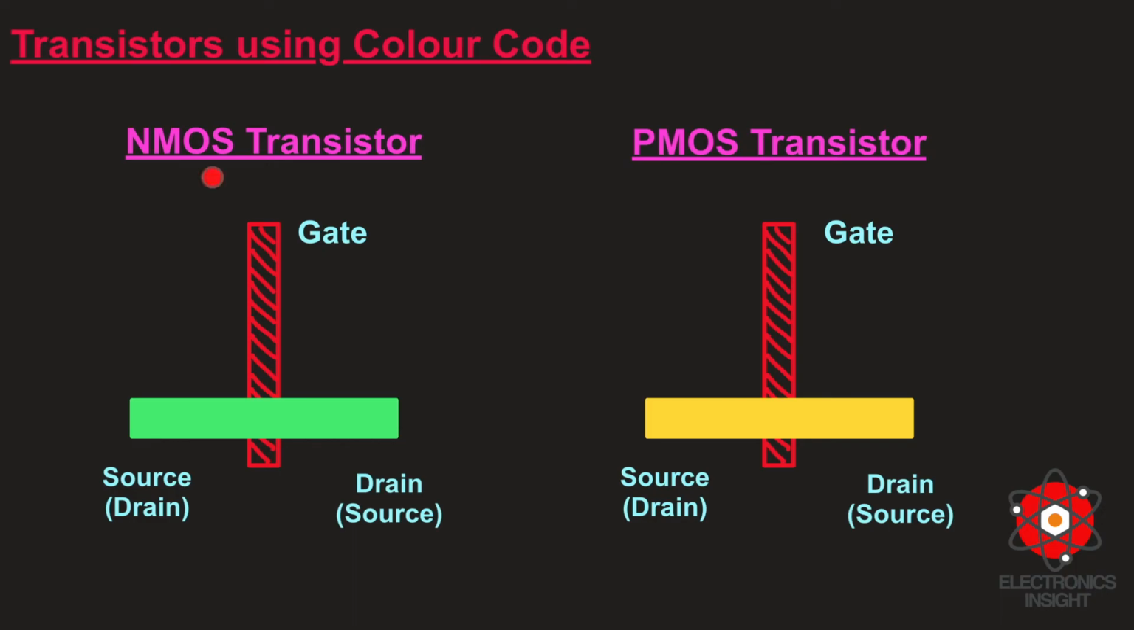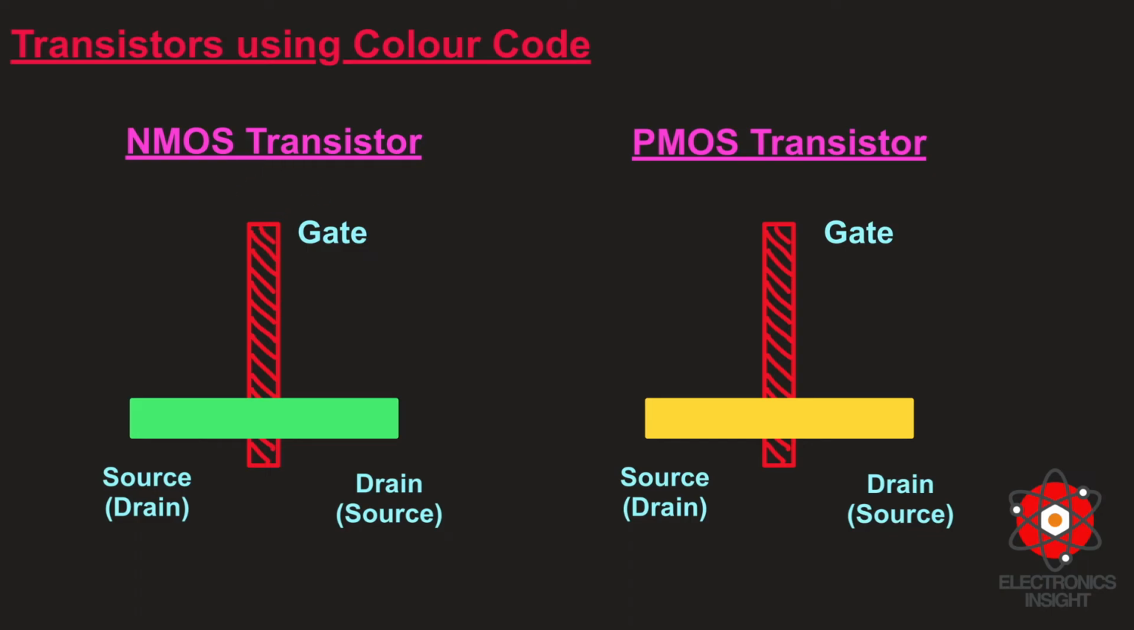Here is the NMOS and PMOS transistor representation using a stick diagram, where I have used striped patterns and also the color codes. The polysilicon layer, denoted in red color, is the gate layer. Whenever this polysilicon layer crosses an N diffusion layer, which we know is represented in green color, it represents an NMOS transistor.